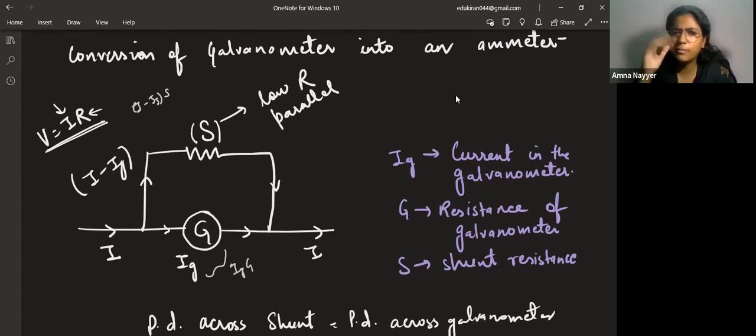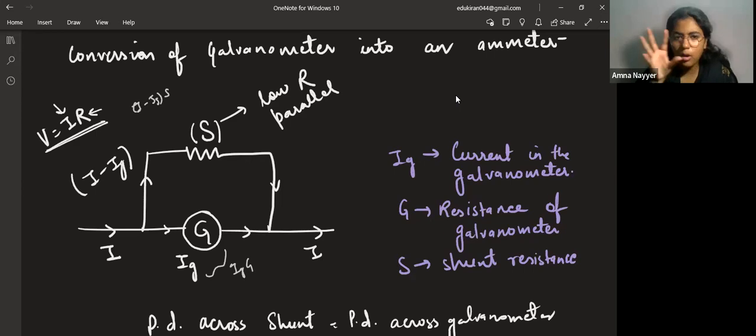Now you just have to remember the basic formula, or even if you do not remember the formula, just remember this one thing. Current will be going across the galvanometer, and one current will be going across the shunt, right? So voltage across both of them will be the same, because they are connected in parallel.